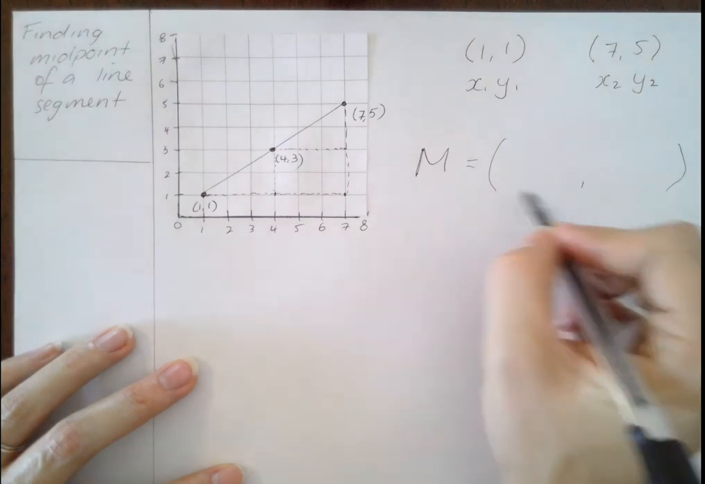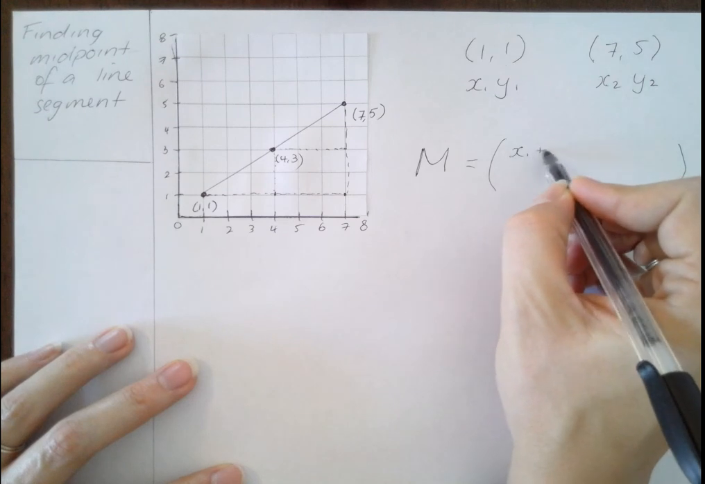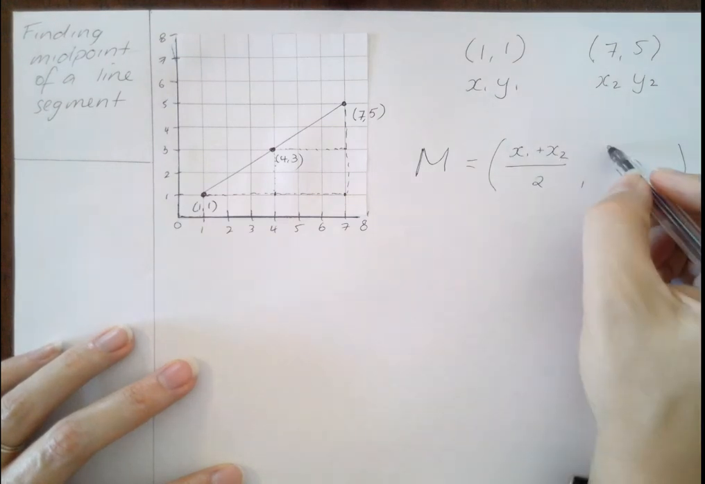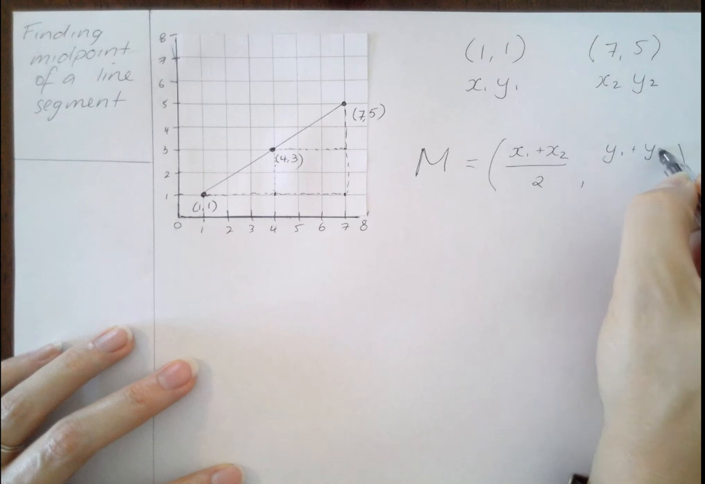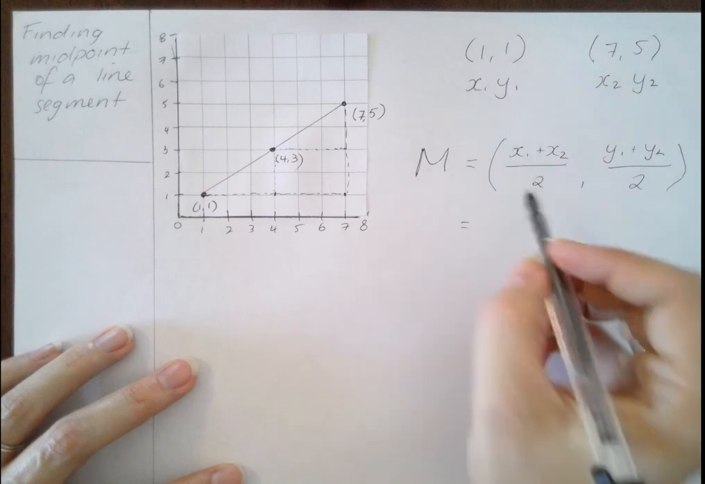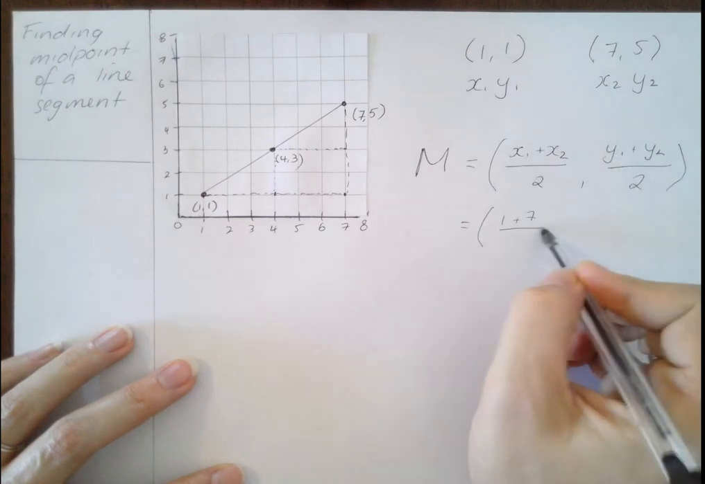This is going to be our x value, and we're going to add up both x values that we have and divide them by 2. Same thing here with our y values. We're going to add y1 and y2 and divide by 2. Okay, so let's substitute our values in. We've got x1 is 1, we've got x2 is 7, and we're dividing them by 2.